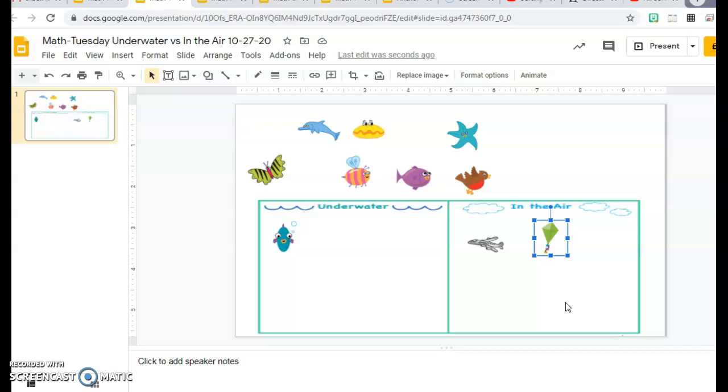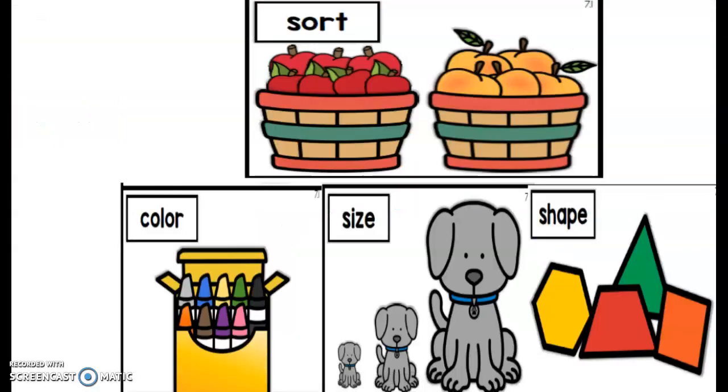So now, before I let you go, let me review what we learned today. Today and this week, we are reviewing what sorting means. And we're sorting objects, or animals, or things. And we're sorting them into groups. We're putting all the items or all the things that are the same in one group, okay? So today, in our homework, we sorted things that go underwater, and things that go up in the air. So that's the characteristic we were using today.